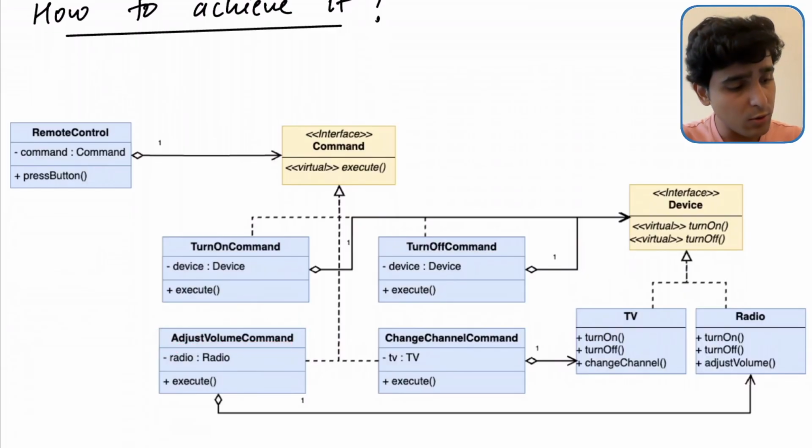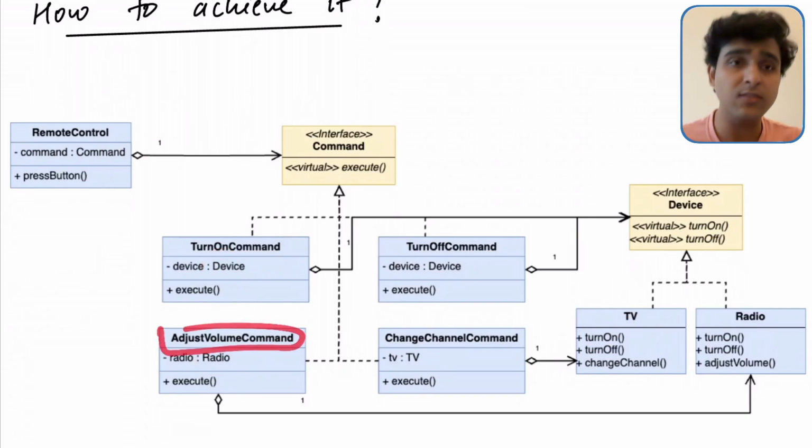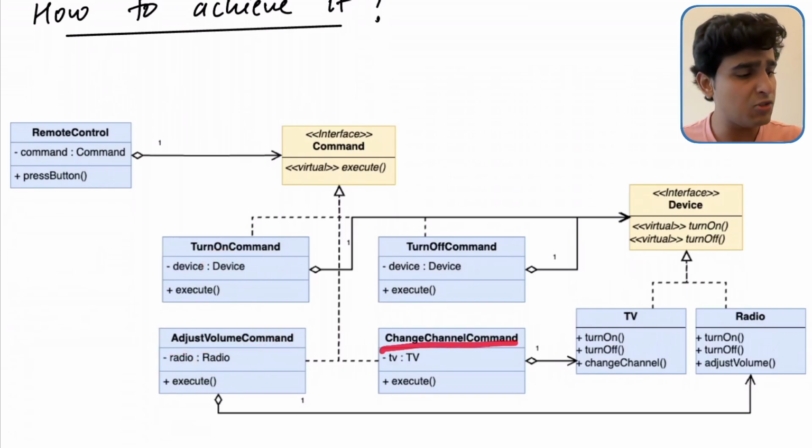Similarly, turn off device, and let's say there is a command called adjust volume, and let's say it only works for radio. So it also has the flexibility that it can only store the radio. Rather than any device, you can specify that it will only store a radio, because this command makes sense for a radio. Similarly, maybe change channel command, it only works for TV.